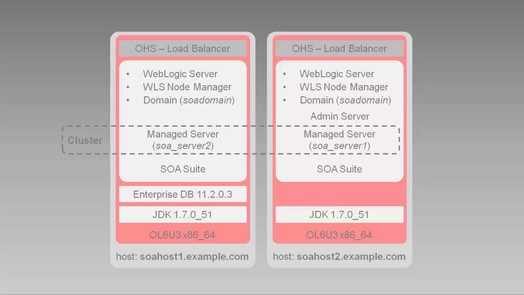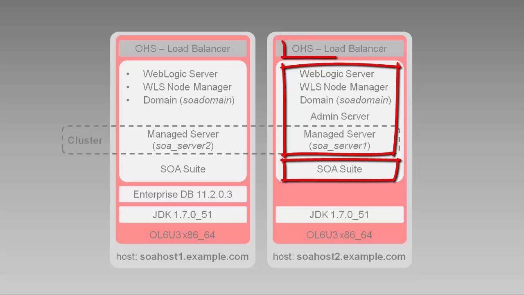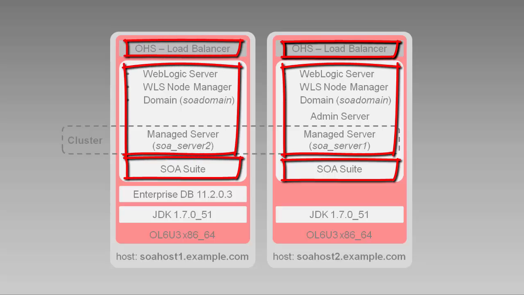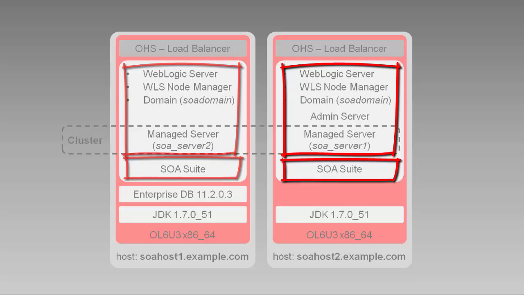To completely upgrade the topology on this diagram, we'd need to install Fusion Middleware Infrastructure, SOA Suite, and Oracle HTTP Server. Because our sample topology includes 2 hosts but no shared location, we'd need to install the software on both hosts. In this video, we're only going to cover the installation of Fusion Middleware Infrastructure and the SOA Suite, and we're only going to demo the task on one host.